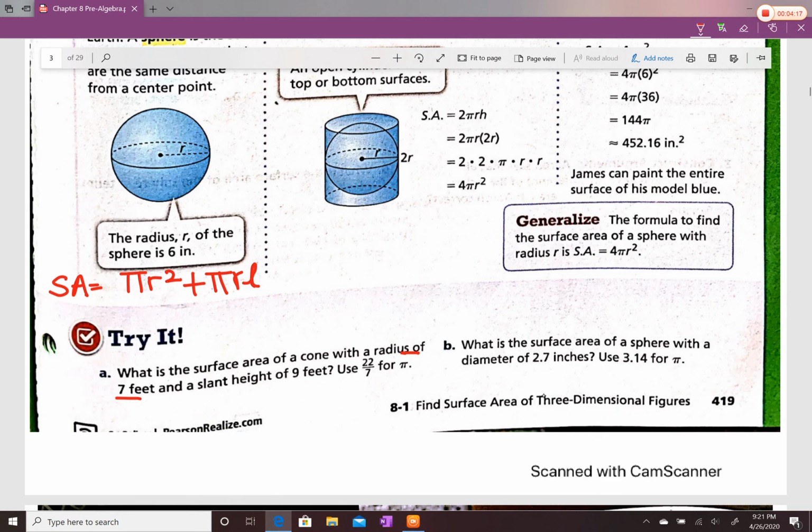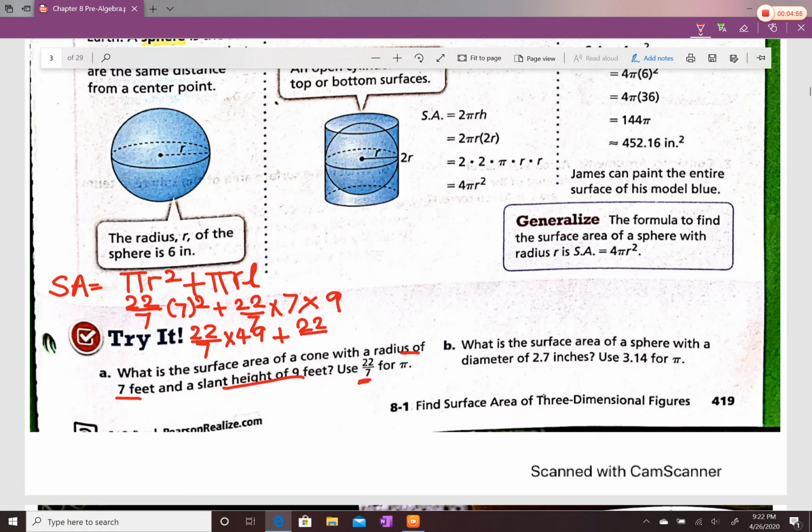R is 7, so I do 7 squared plus pi, again 22 by 7, times r, which is 7, and L is given as 9. Now if you see, this 7 squared is something which we need to multiply first. So 7 times 7 is 49. So our next equation will be 22 by 7 times 49. I hope you are able to see it. Plus 22 by 7 times 7 times 9.